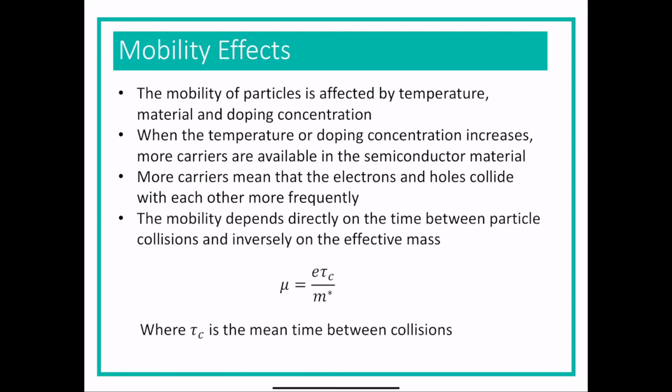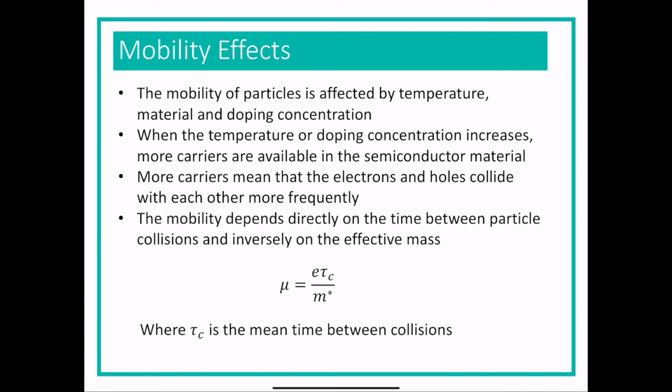So the mobility depends on the time between collisions. If you have a really, really long time between collisions, you have a really high mobility. If you have a very short time between collisions, you have a lower mobility. And this is divided by the effective mass of whatever the particle is. And always we multiply by the charge of an electron.